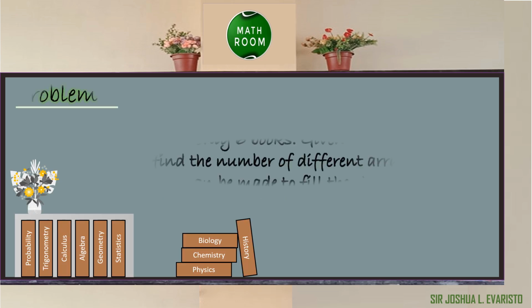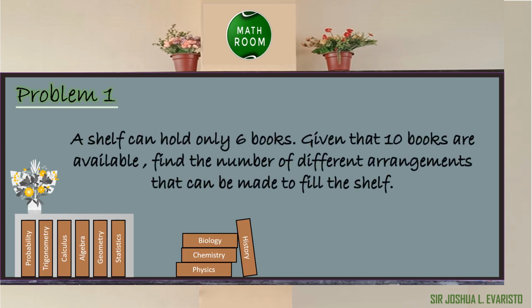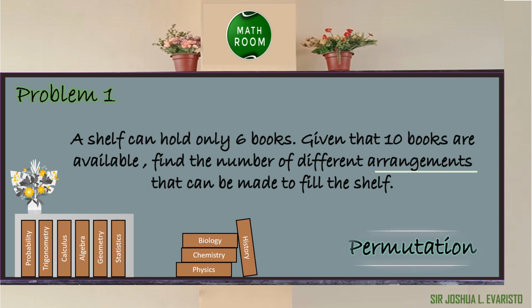Let's start. Problem number 1. A shelf can hold only 6 books. Given that 10 books are available, find the number of different arrangements that can be made to fill the shelf. The keyword used in this problem is arrangements, which means order matters. Thus, this is a permutation question.